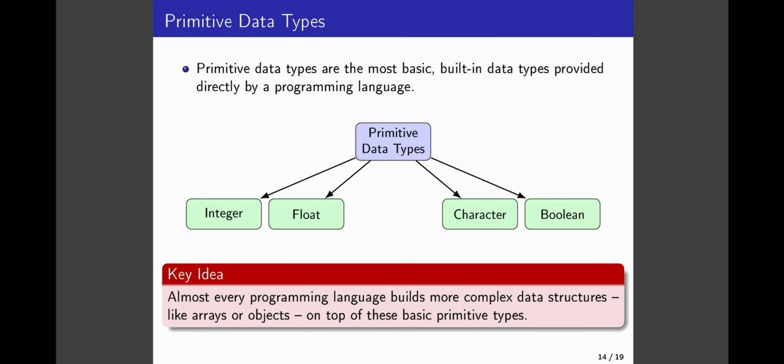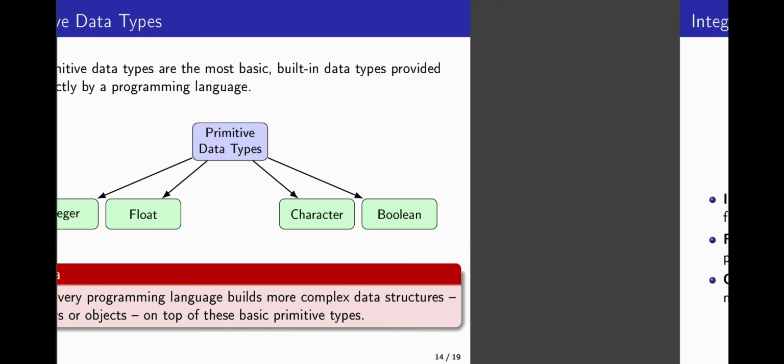Then we have primitive data types. What are the actual basic data types that every language provides? These are called primitive data types. Primitive data types are the most basic built-in data types provided directly by a programming language. As you can see in this diagram, primitive data types branch into four main categories: integer, float, character, and boolean. Almost every programming language builds more complex data structures like arrays or objects on top of these basic primitive types. Everything more advanced you will learn later is ultimately built from these four fundamental building blocks.